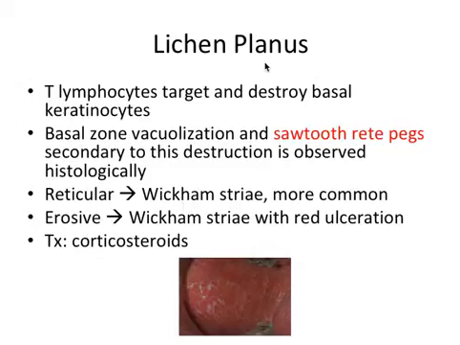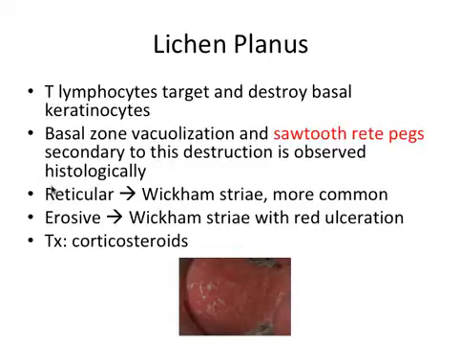Lichen planus is another very, very common immunologic lesion. This involves T lymphocytes targeting and destroying basal keratinocytes. And basal zone vacuolization and sawtooth rete pegs are secondary to this destruction. So sawtooth rete pegs, I didn't know this was such a commonly tested thing, but that came up in quite a few practice problems I saw, so that's something I would definitely remember about lichen planus.